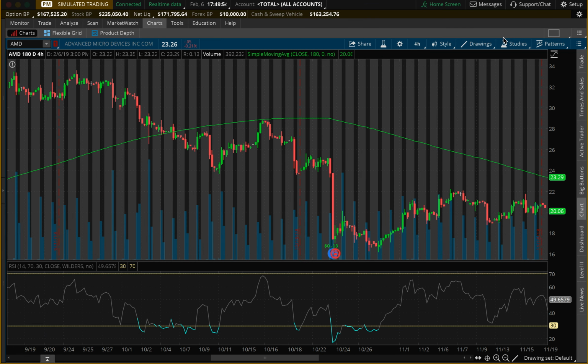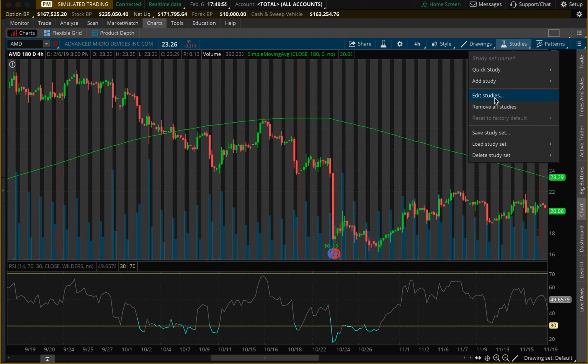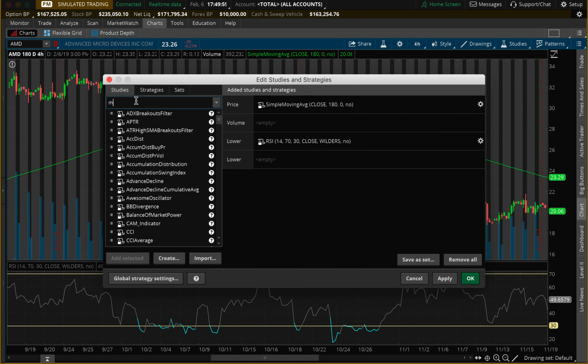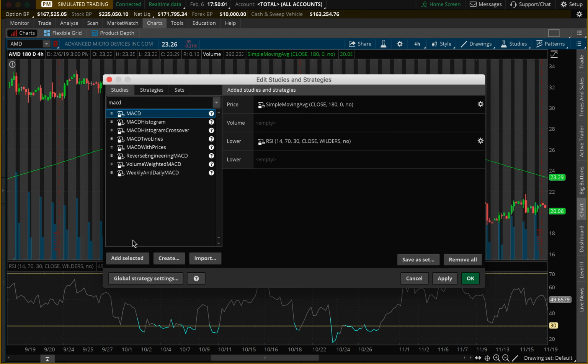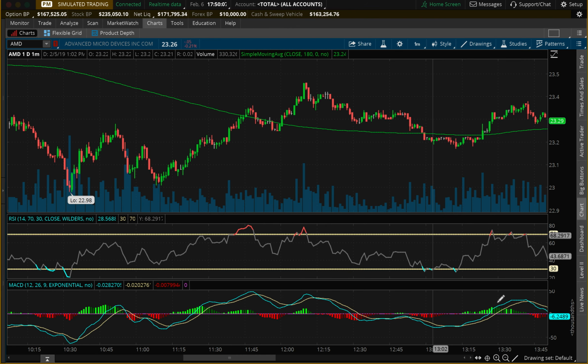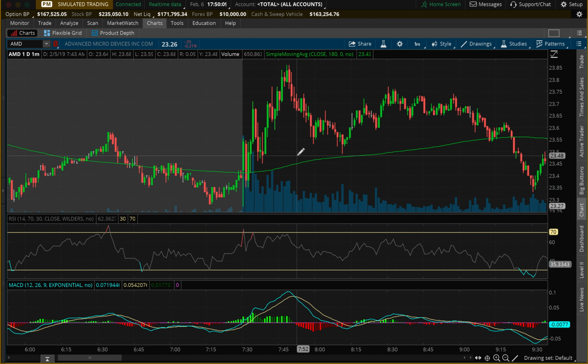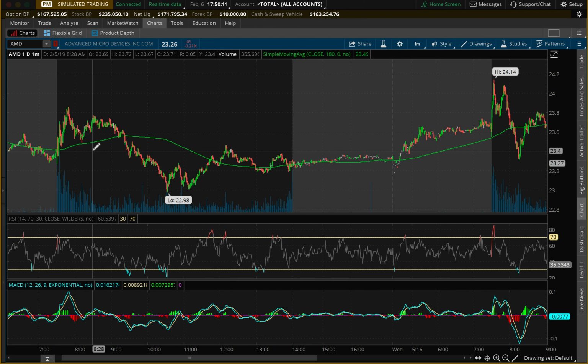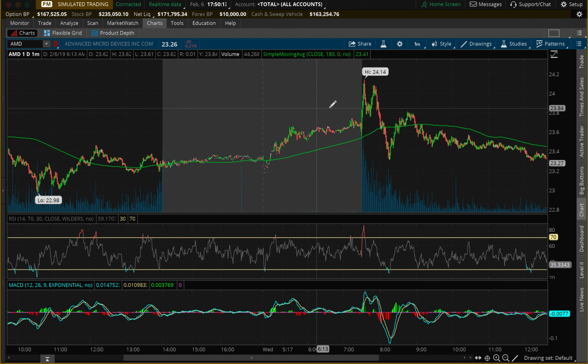I'll go ahead and add in the MACD again, so we can look at how you use multiple indicators when trading to find the best time to buy a stock. We'll go back into the 1 day 1 minute here. And again, back towards the beginning of the trading day. There it is.